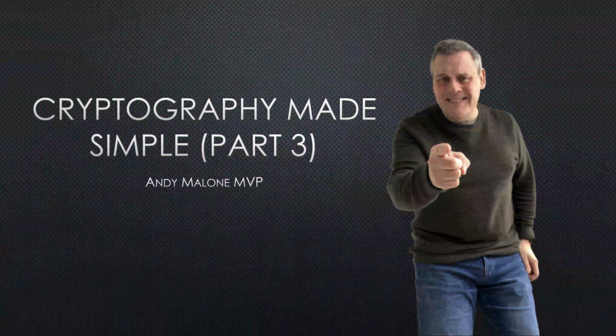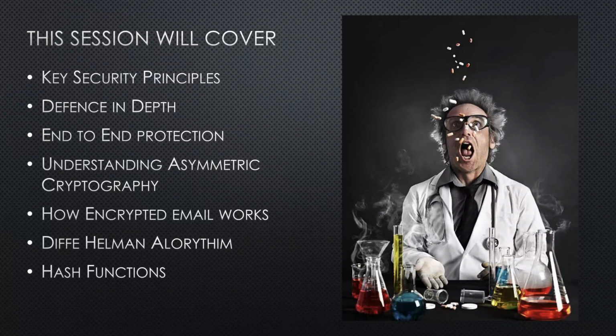So, Cryptography Made Simple Part 3. In this session, we're going to talk about the key security principles. We'll talk about principles such as defense in depth and end-to-end protection. We'll understand how asymmetric cryptography works, how encrypted email works, the Diffie-Hellman algorithm, and we'll talk finally about some hashing functions.